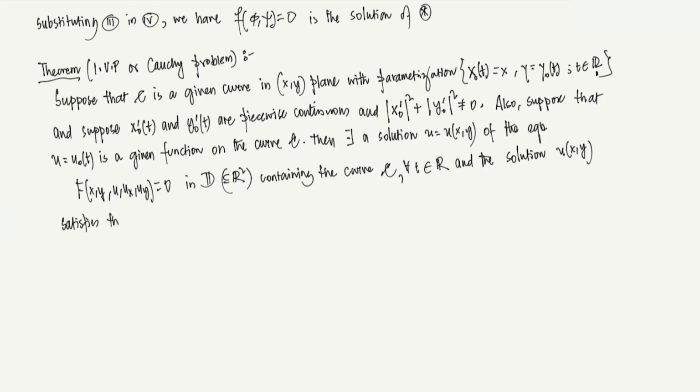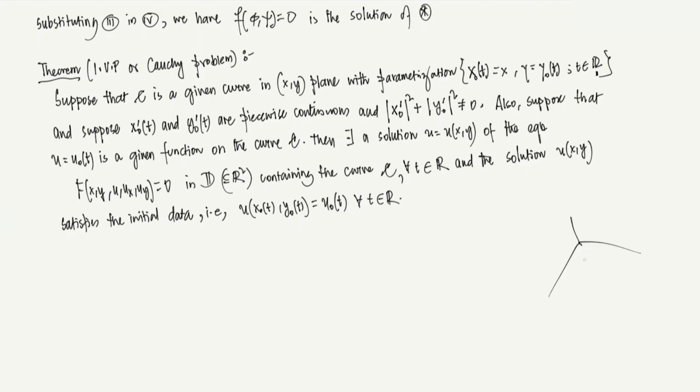the initial data. I know this is a very big statement for a theorem. Let me just write it down and I will explain to you. That is, u of x naught of t, y naught of t is nothing but u naught of t, for all t in R. So what I am basically saying is this. Let's say that you start with the curve C in the xy plane.